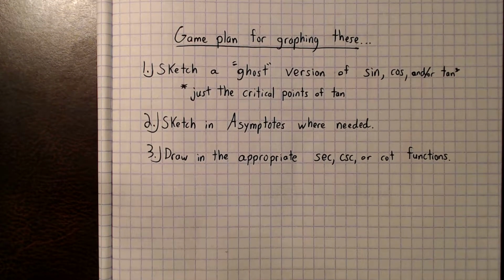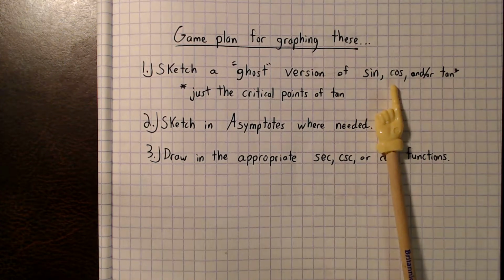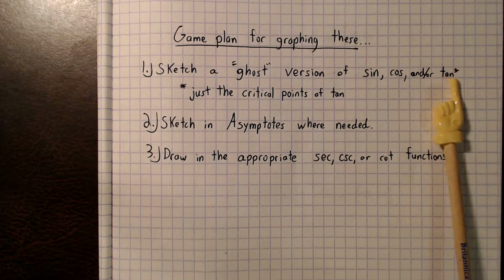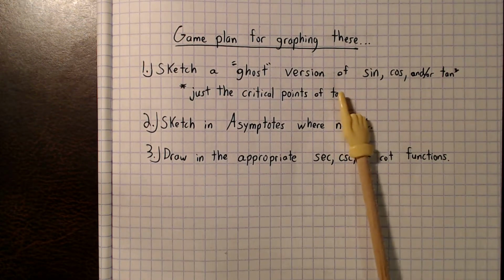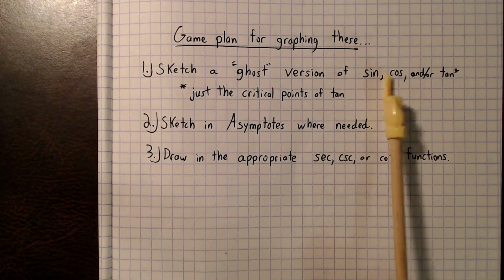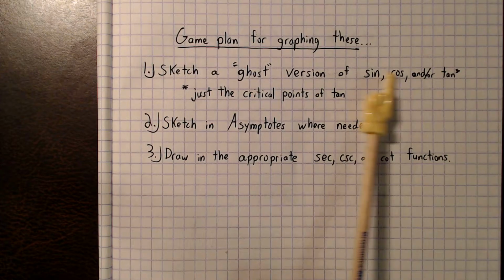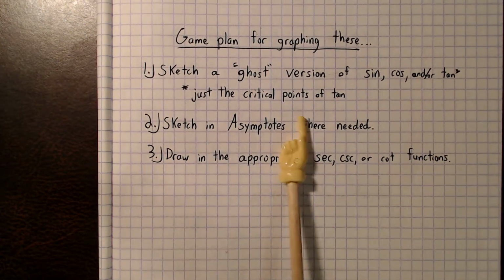Right? Our first step is we're going to sketch in a ghost version of sine and cosine. Not all of tan. We're going to, in fact, just put down those critical points. Okay? Why? Because as we mentioned above, everything happens at half pi increments. We just have to figure out if we're going with tan or cotangent. So for these ones, it's important to sketch in that ghost, that dotted line. Tan, not so much. Next, we're going to sketch in the asymptotes, right?